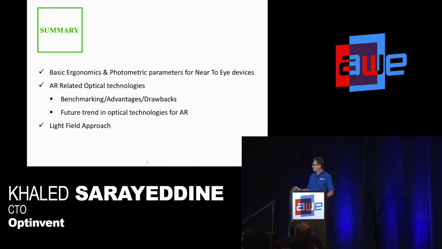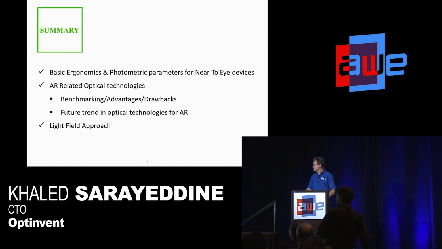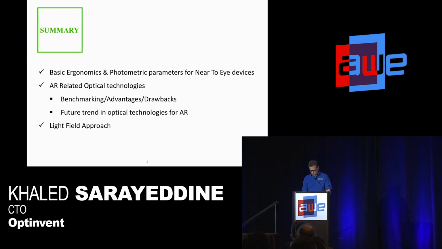So here is the summary of my talk. I will start first with the ergonomic and photometric parameters for near-to-eye, mainly because all these systems should be placed in front of the eye. And then I will give an overview on the existing AR technologies. We compare them with their advantages and drawbacks. And then I give you my personal opinion and future trend in optical technology for AR. And then I also give some opinion on light field technology.